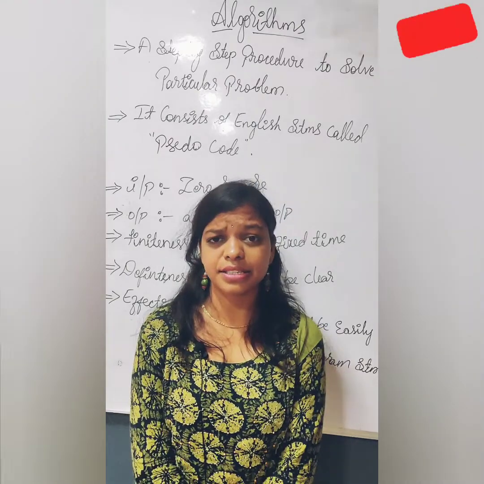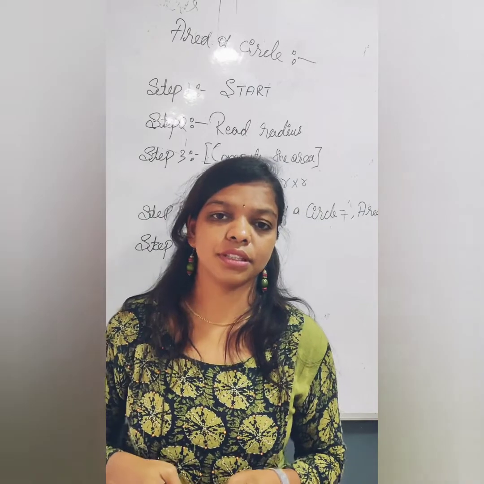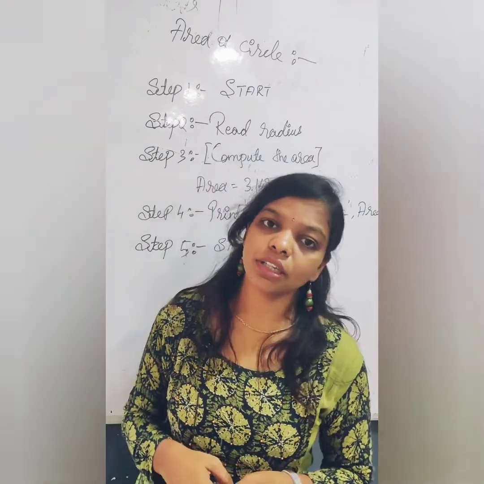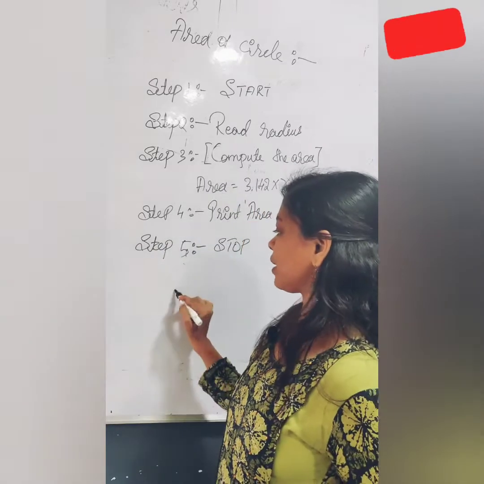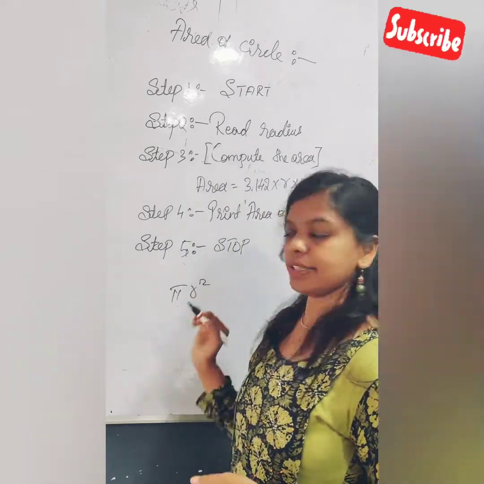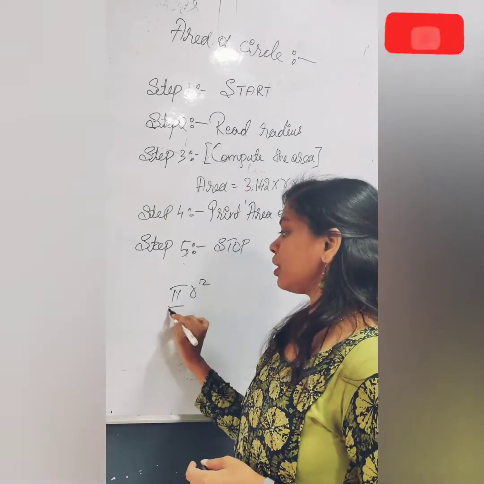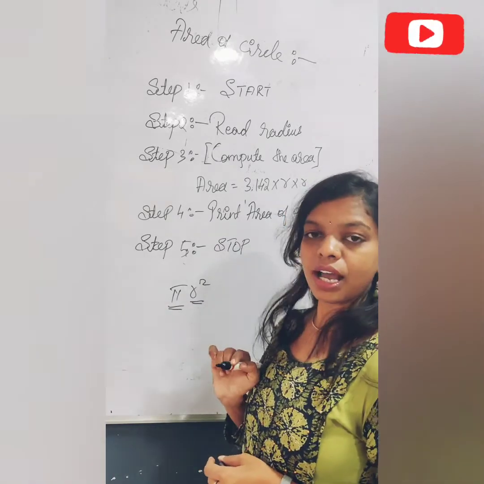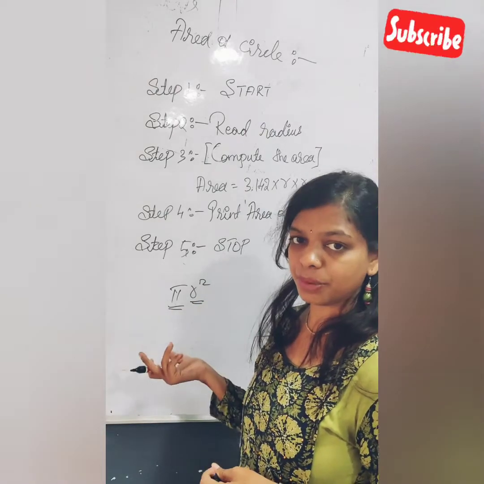Now let us take an example. Let us write an algorithm to find the area of a circle. To find the area of a circle, what is the formula? The formula is pi r square. That is, pi r square is the formula to find the area of a circle. Here we know the pi value, we should know the r value.